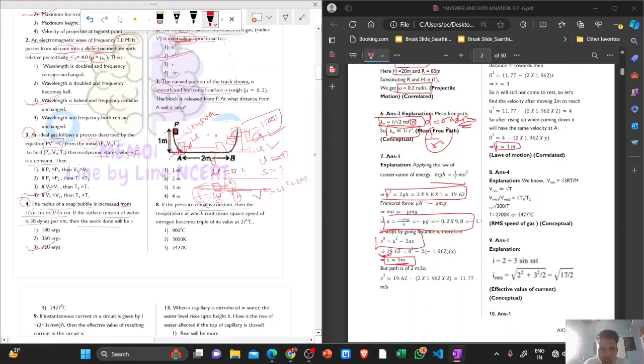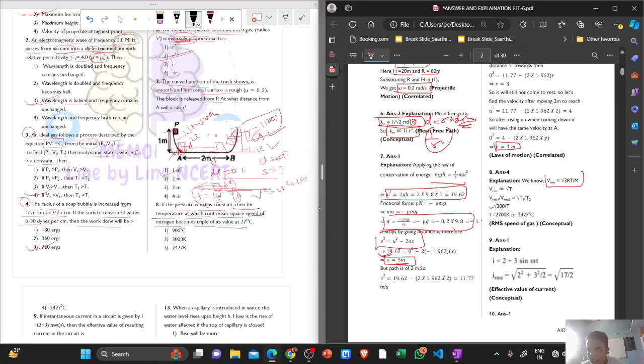If the pressure remains constant, then the temperature at which the root mean square speed of nitrogen becomes equal to its value. Just need to use the formula of root mean square speed. Vrms is given by under root RT by M. As you can see, Vrms is actually proportional to root under T.